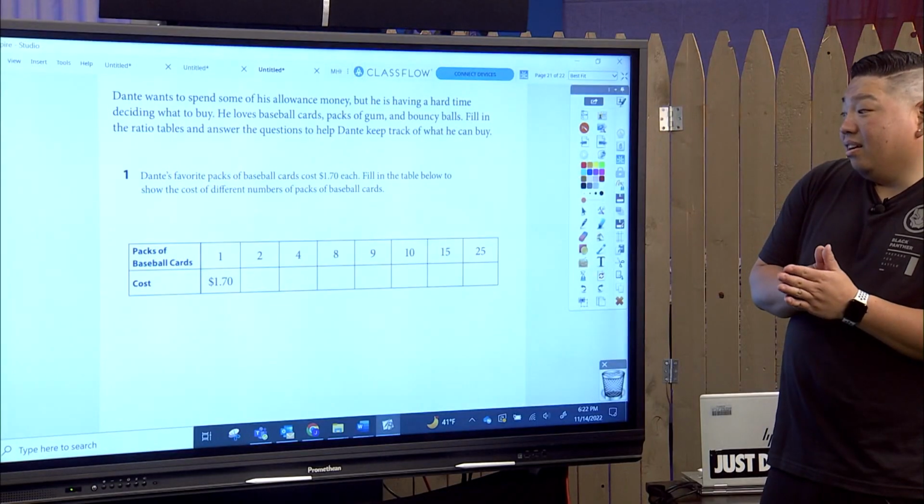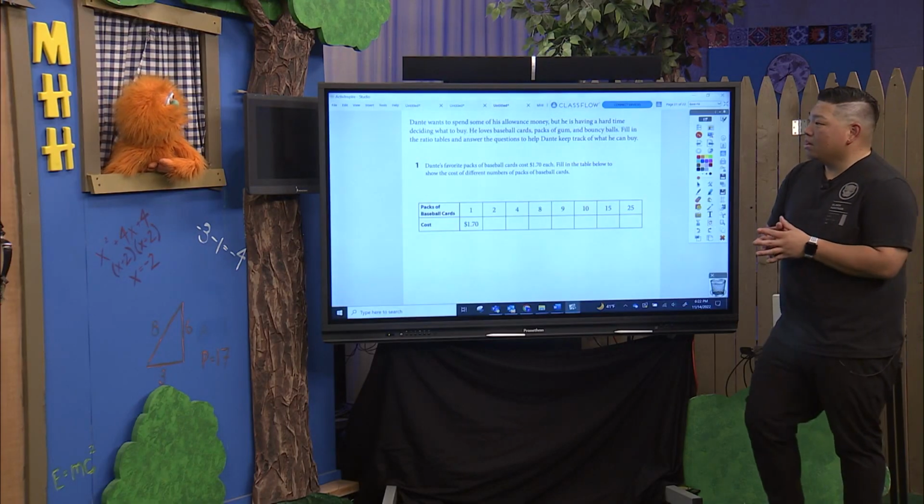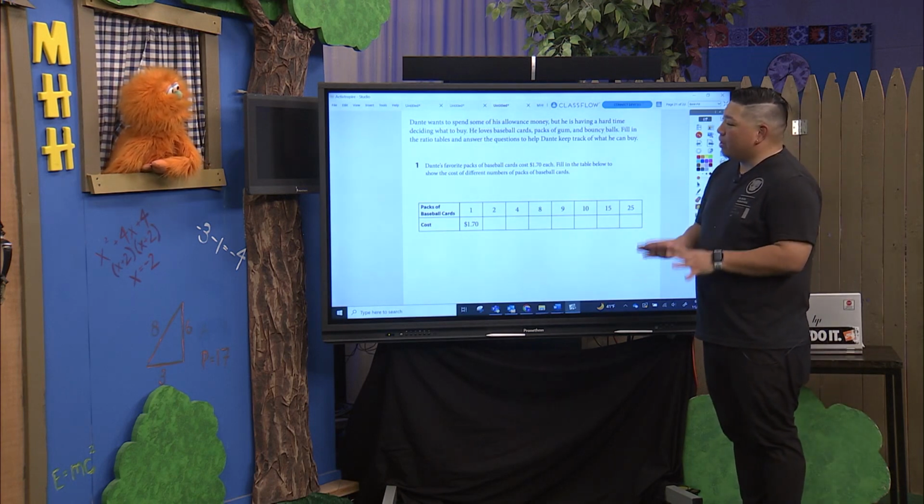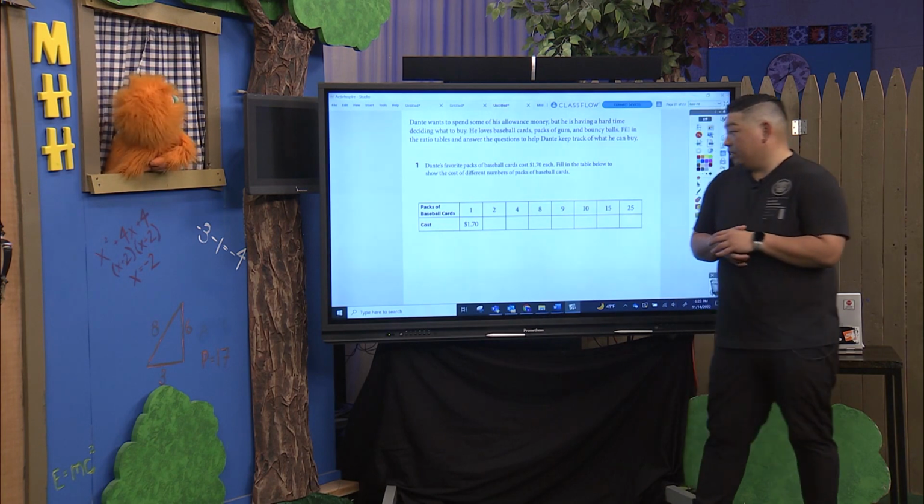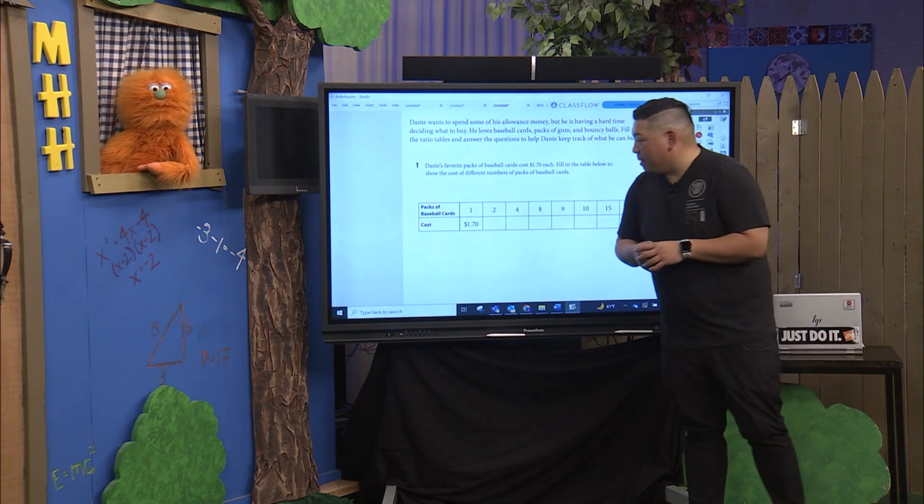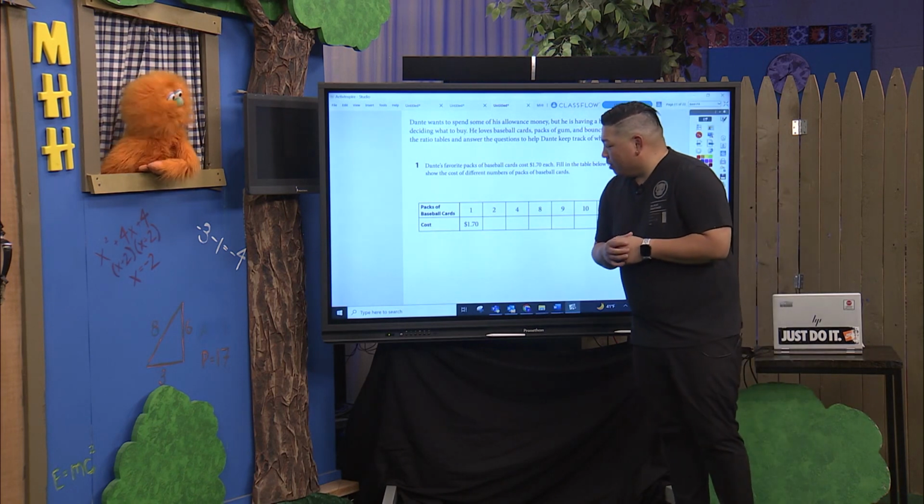Okay, because this is kind of scary when we think about multiplying with decimals, but we'll just try to figure out what we know and use that. Sounds good. And this is totally real world kind of stuff. Yeah. Although I don't know if you can get a pack of baseball cards for $1.70 nowadays. I don't know. Good call on that one.